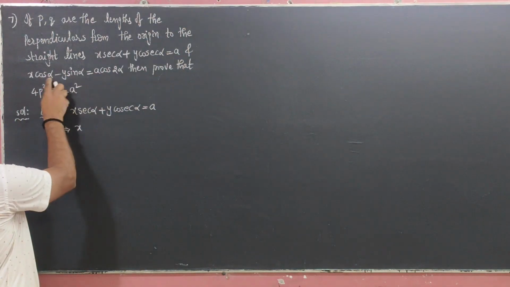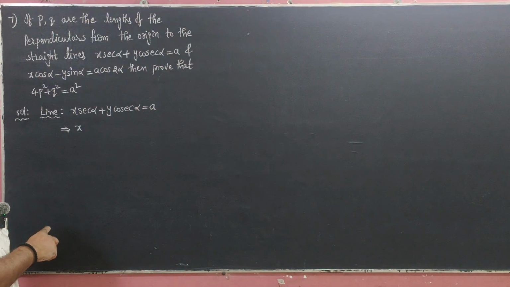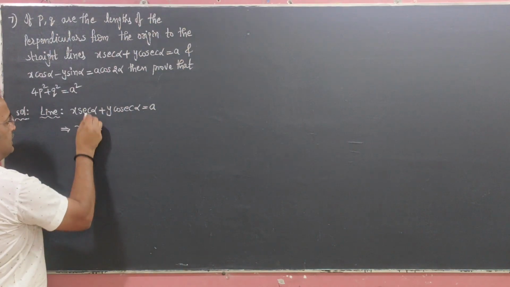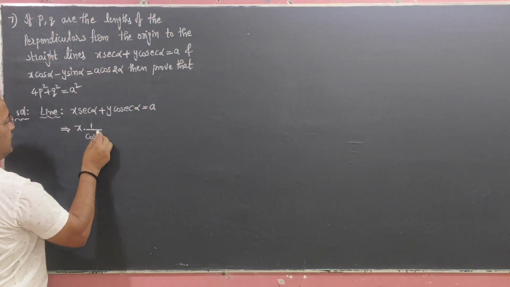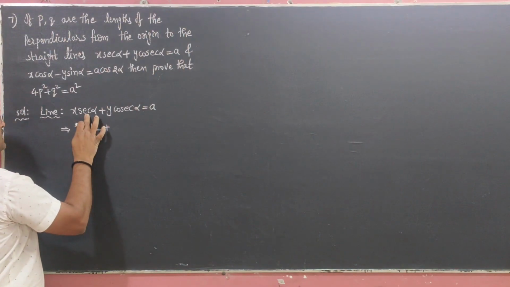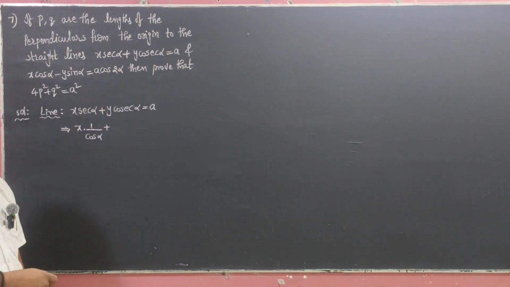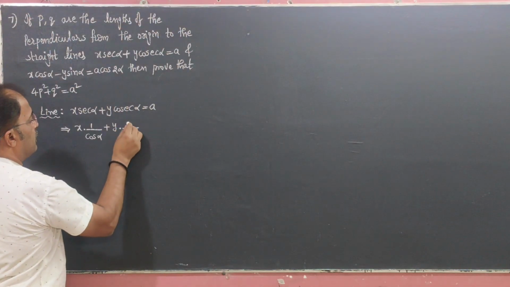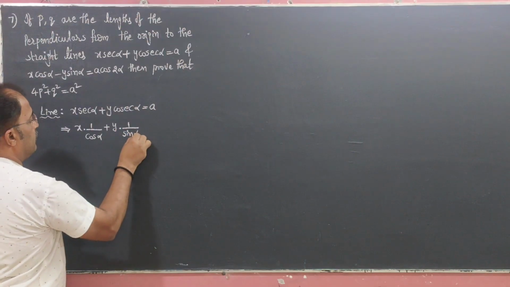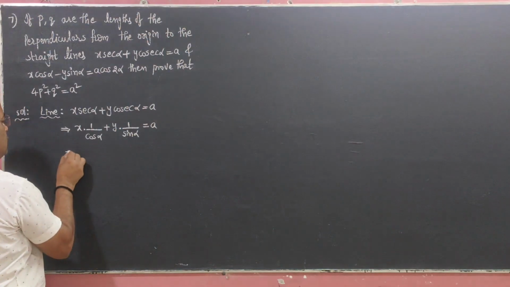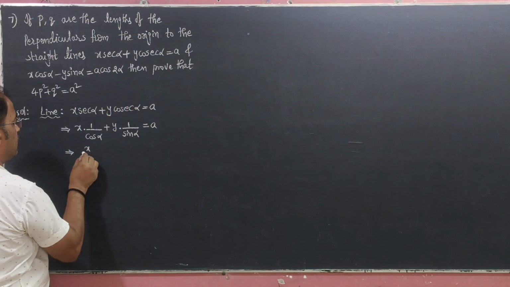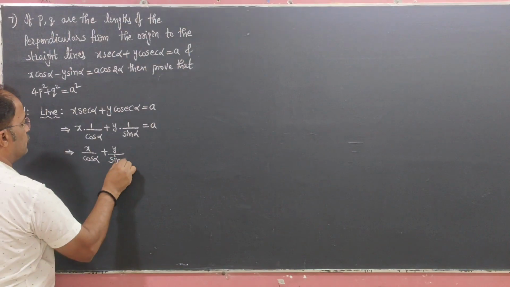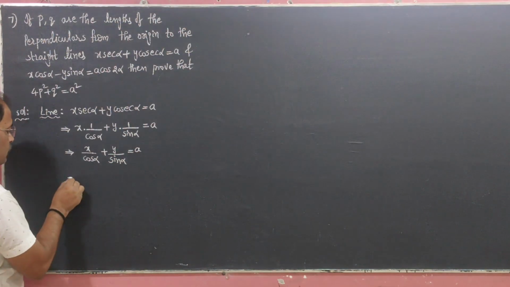The second equation is in sine cos terms, so for the first equation also we have to convert the line equation into sine and cos. Sec is the reciprocal of cos, so sec alpha means 1 by cos alpha, and cosec is the reciprocal of sin, so cosec alpha is 1 by sin alpha. So x into 1 by cos alpha plus y into 1 by sin alpha equals a. Clear?